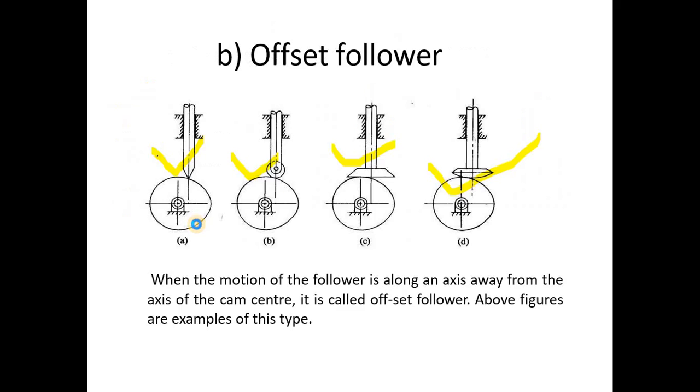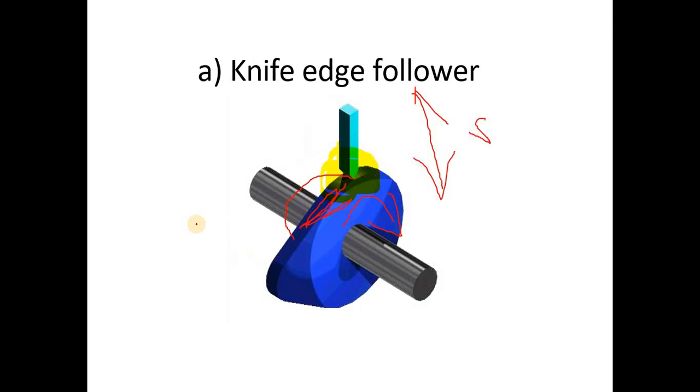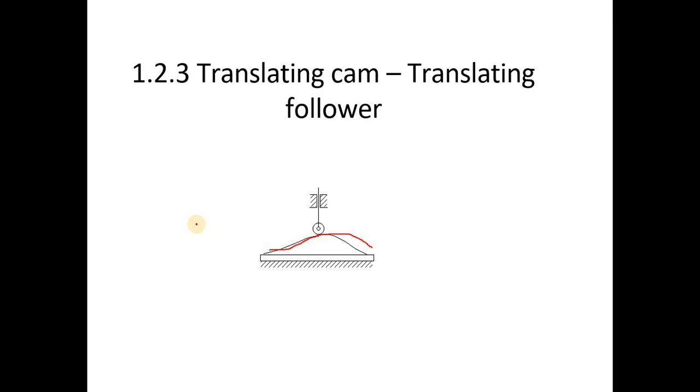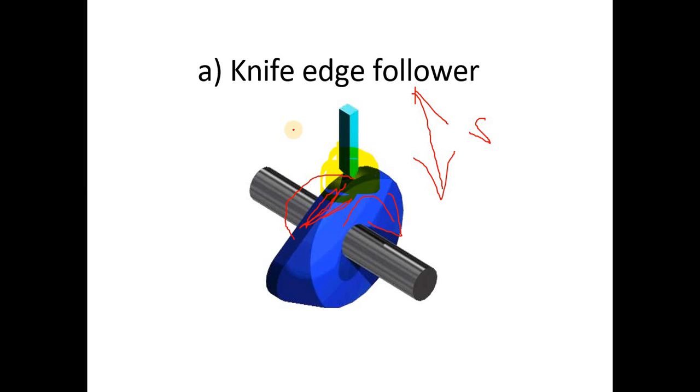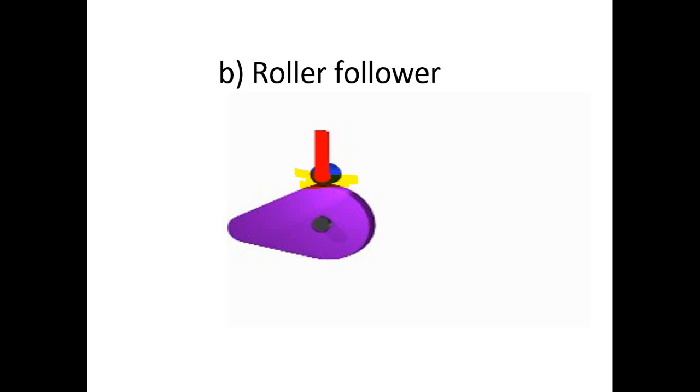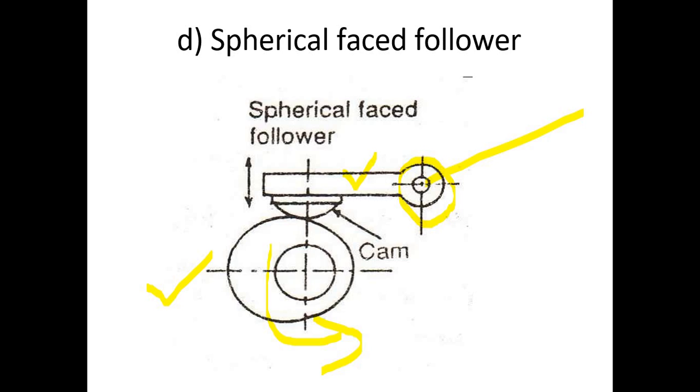Just recall the different types of cams and again the different types of followers. Look at this. These are the different types of followers according to the shape of the follower, that is knife edge follower, roller follower, flat faced follower, and spherical faced follower. What is meant by follower? Follower is a device which is used to take the motion from the cam and to operate other mechanisms like valves of an IC engine, etc.